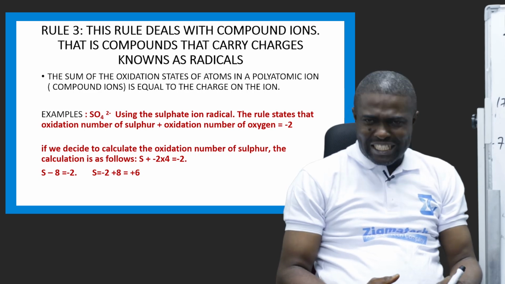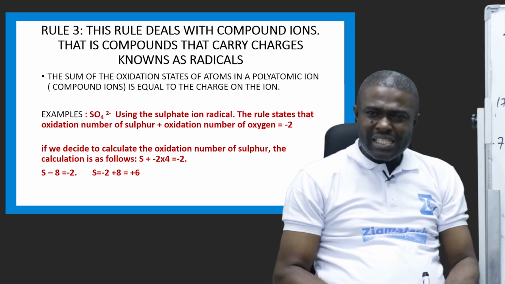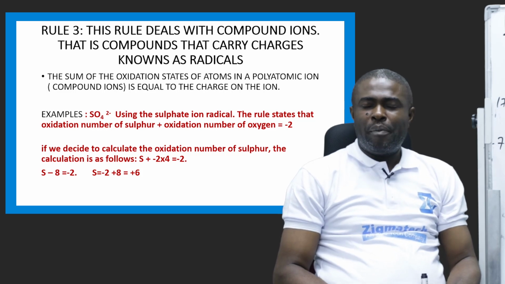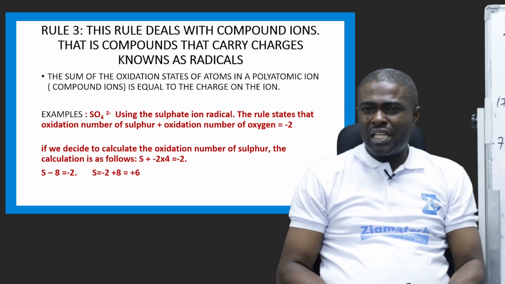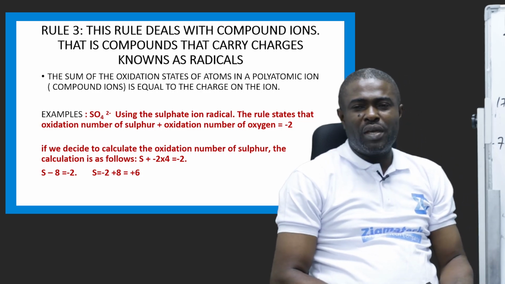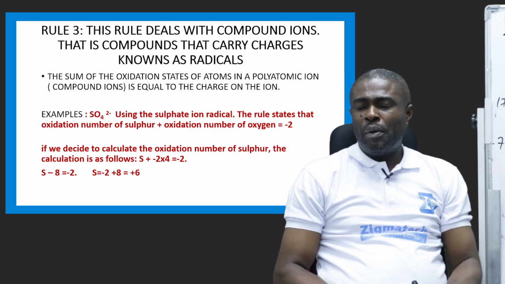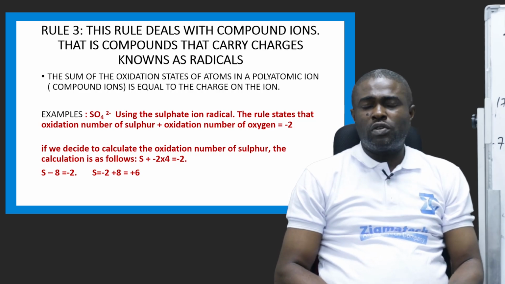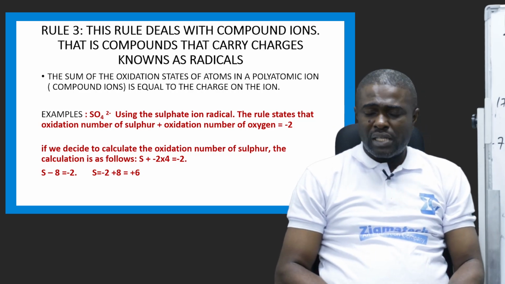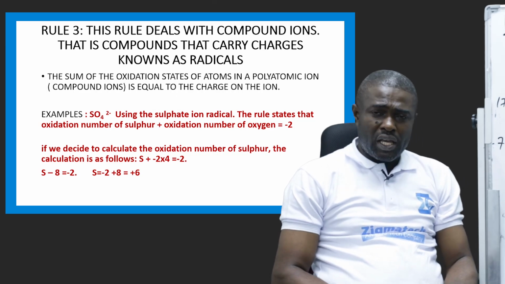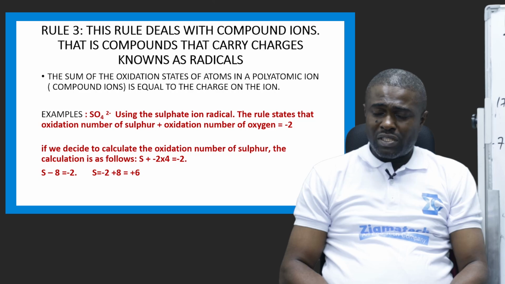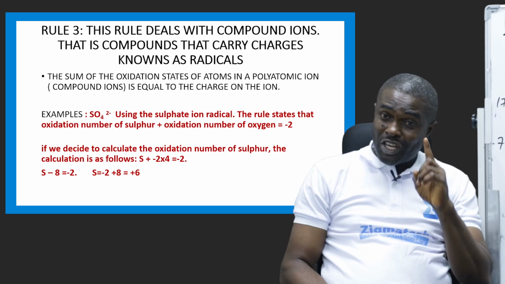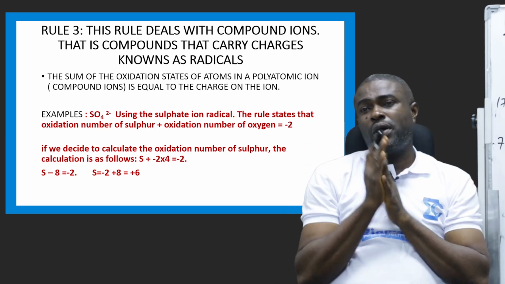Elements that carry charges. You see an element, and the element has a plus or minus on top. Minus 1, what does it mean? It gained 1 electron. Plus 1, what does it mean? The element lost 1 electron. Minus 2, what does that mean? The element gained 2 electrons. And plus 2, what does that mean? The element lost 2 electrons. Plus 3, the element lost 3 electrons. And minus 3, the element gained 3 electrons. Just an element, not a compound.